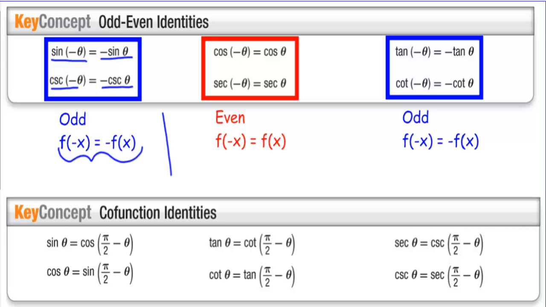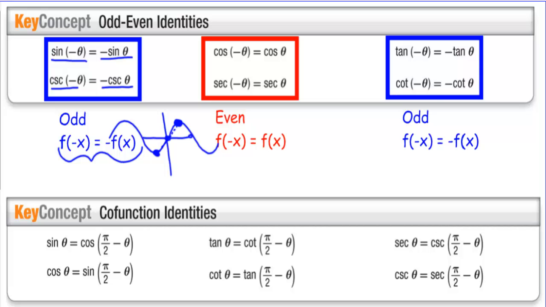Now think of the graph of sine. It starts at 0, goes to 1, back to 0, and it does this. And then on the other side, it goes down and then back up. Well, if you pick any point on sine, go through the origin, you should find its corresponding point. So sine is an odd function. It is reflected over the origin.